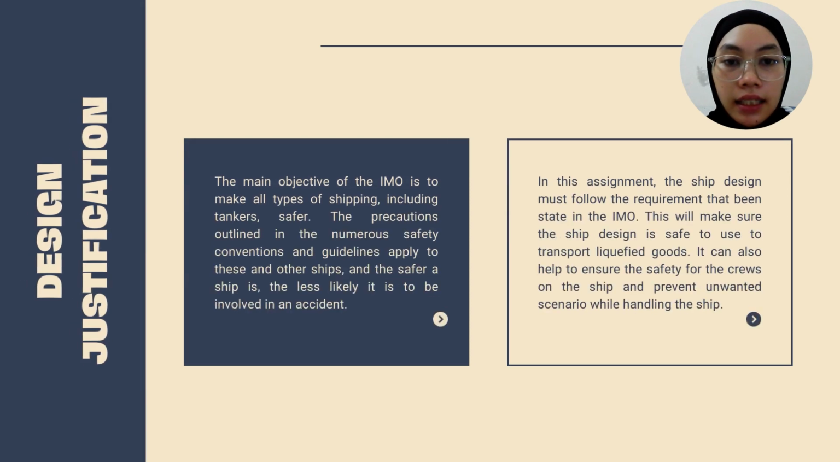Lastly, the design justification for the ship design. The main objective of the IMO is to make all types of shipping, including tankers, safe to use. The precautions outlined in the numerous safety conventions and guidelines apply to these and other ships. And the safer a ship is, the less likely it is to be involved in an accident.